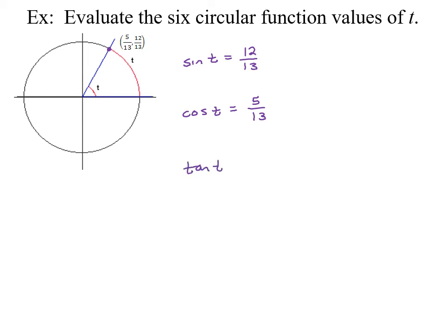And tangent t is when you divide them. Again, notice just like on the unit circle, the denominators are the same, so you technically only have to divide the numerators. So tangent would be the y over the x, so the 12 over the 5. And the rest of them you just flip over. Cosecant would be 13/12. Secant would be 13/5. And cotangent would be 5/12. And there's not a whole lot of work to show there. You're basically just looking at that point and trying to determine all the different values from that one point, which is pretty easy to do.